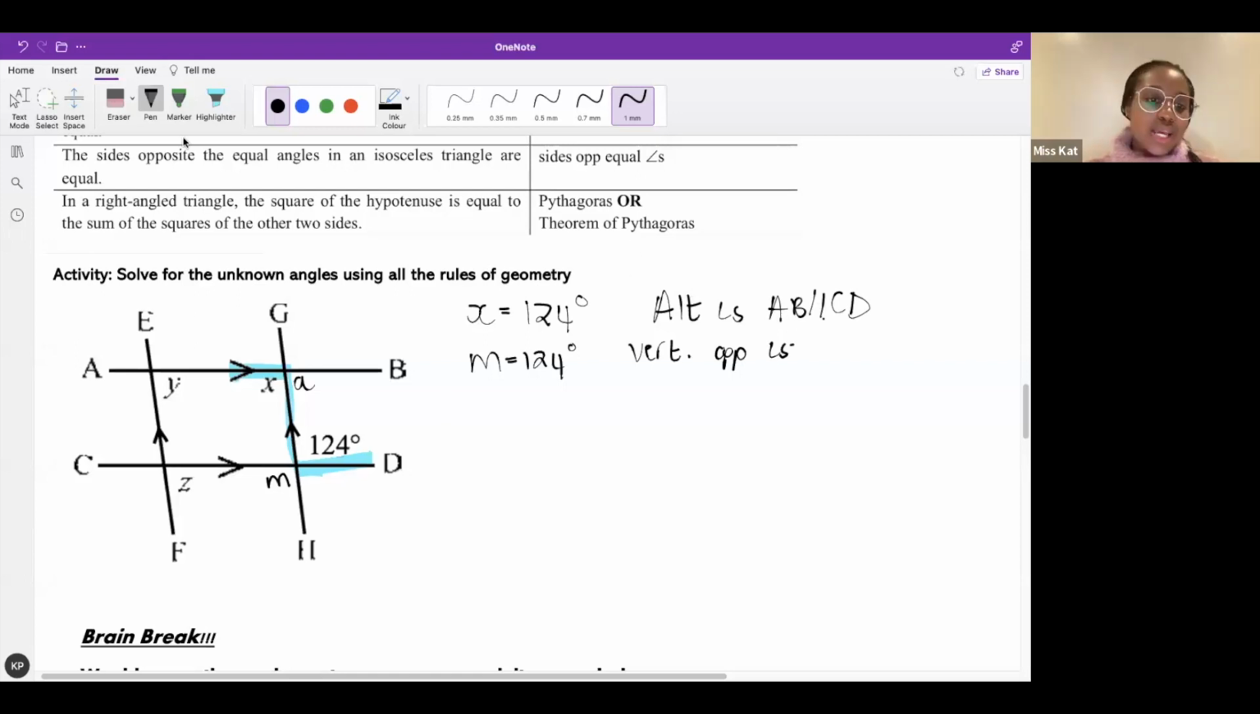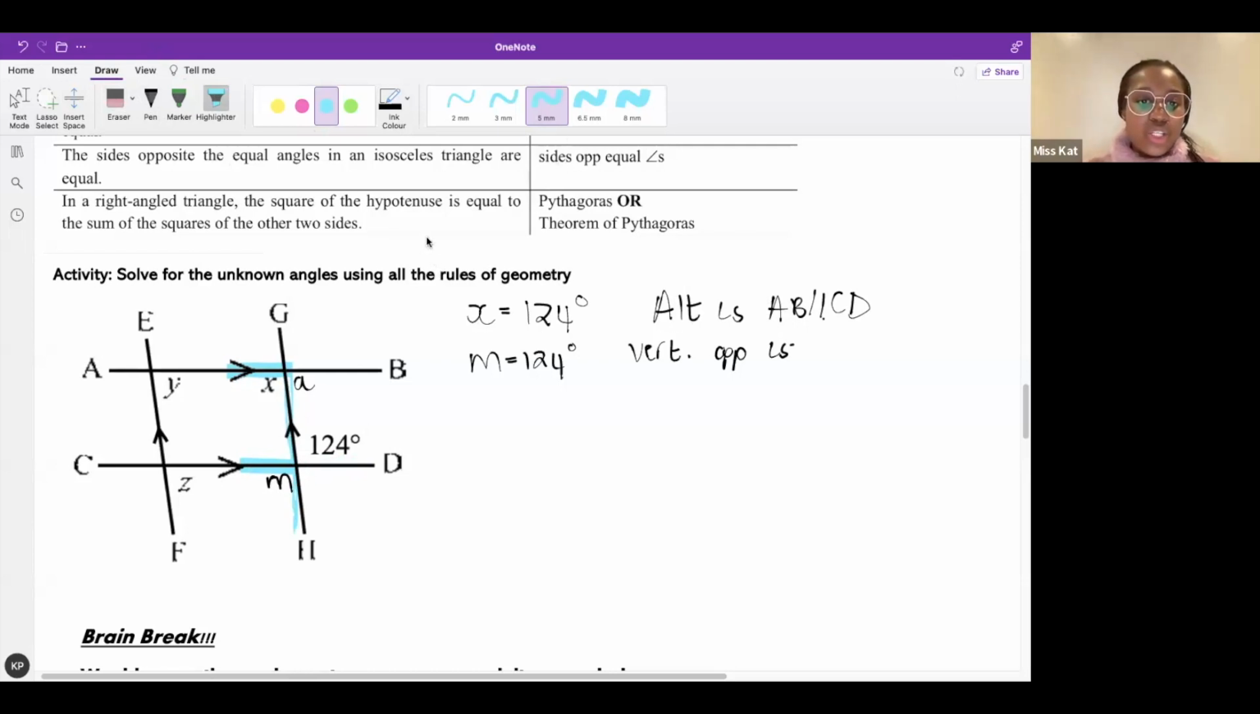Corresponding. Thank you, Lesedi. Look where X is. Look where M is. We just said M is equal to 124. And we just said X is 124. So look there, it's looking the other way. Do you see it? It's looking the other way.